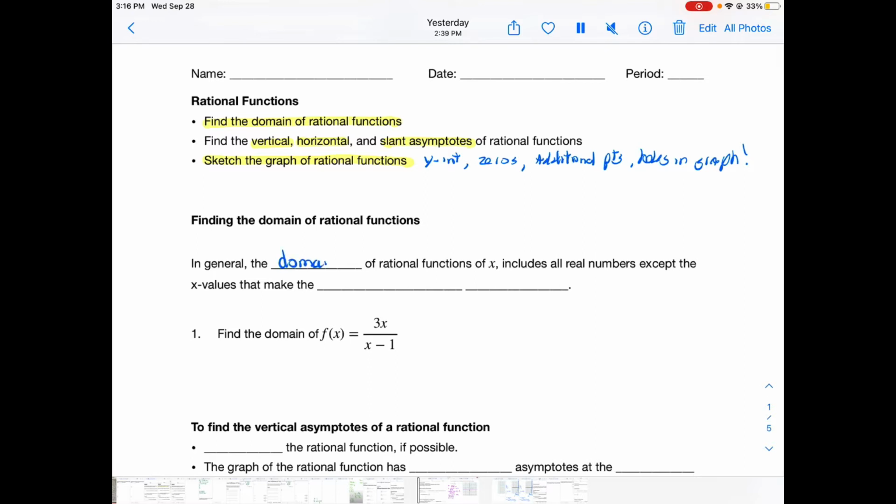Well, the domain of a rational function is found by determining where the denominator is equal to 0. We covered this in Unit 1, so just to review that information, it's going to show up again. So for example 1, if I want to find the domain of f of x, I would set the denominator equal to 0, and I get x cannot be equal to 1. So from negative infinity to 1, union 1 to infinity would be my domain.